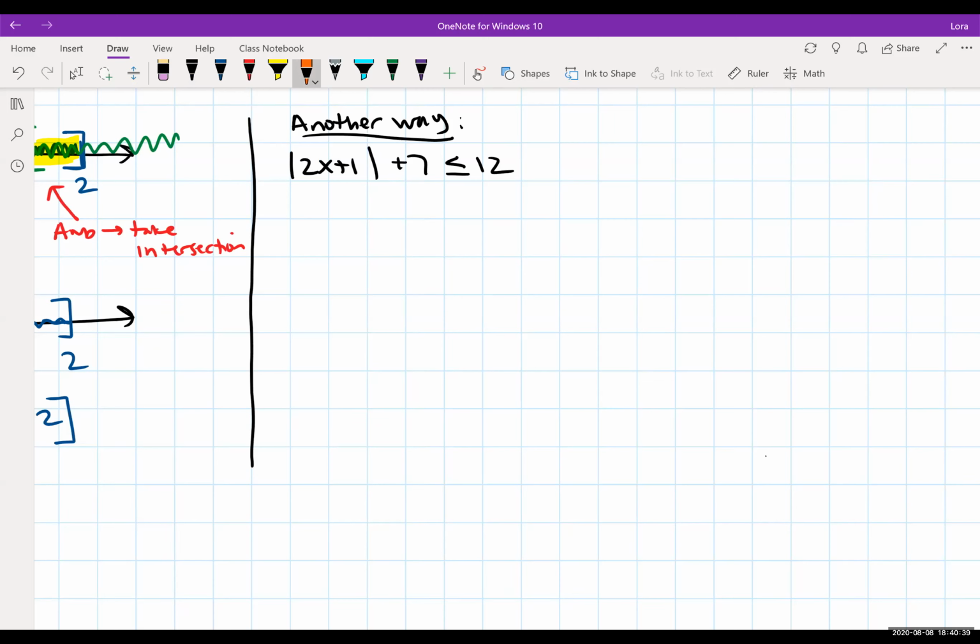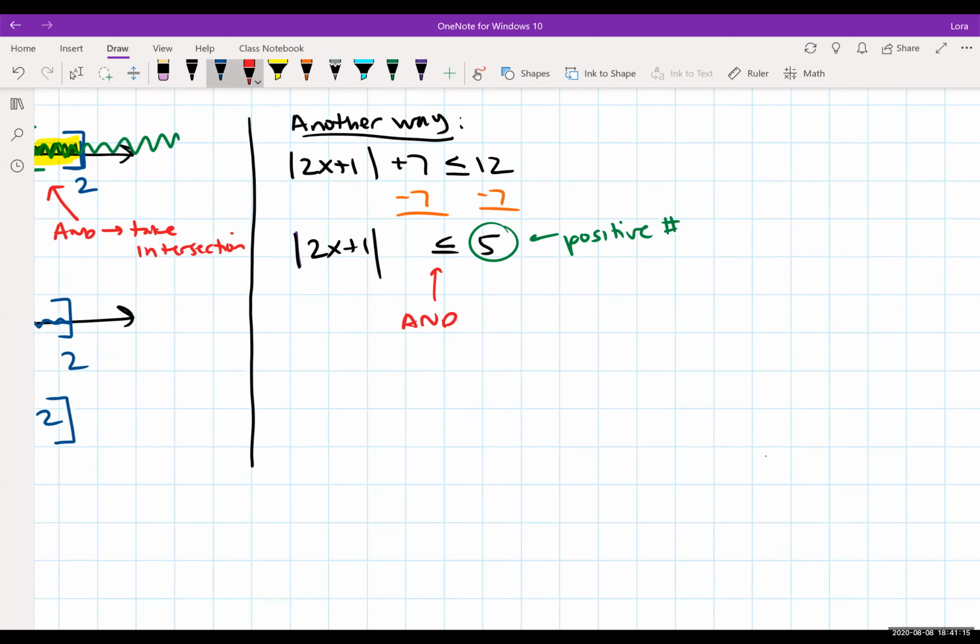First things first, we always isolate the absolute value. So that has never changed. It's always the case. So I should have absolute value of 2x plus 1 less than or equal to 5. And that hasn't changed. Number one, this is why it's important. Note that this is a positive number. And when this is the case, and you know you're dealing with and, you can rewrite this as a three-part inequality.